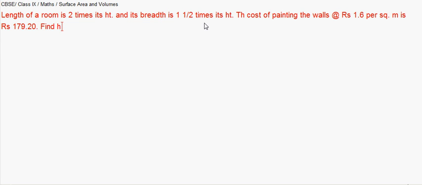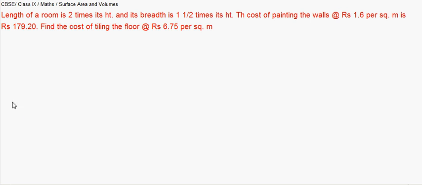We have to find the cost of tiling the floor only, at a rate of rupees 6.75 per square meter. To find out the cost of tiling the floor, we'll need to have the dimensions of the room, and that can be calculated from the first information.